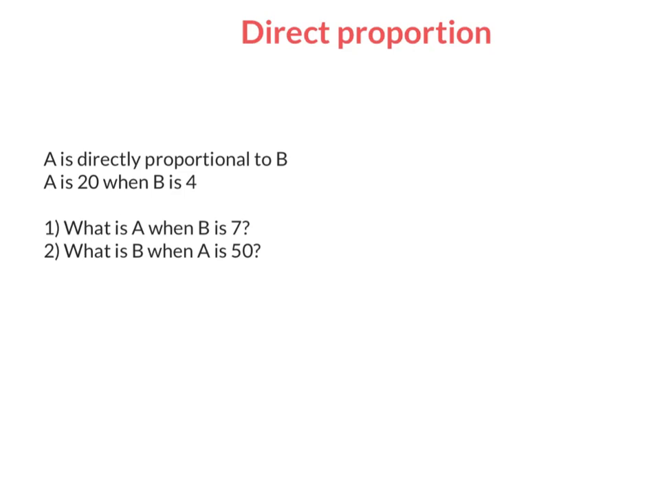Today we're going to be looking at direct proportion. Okay, so it says here that A is directly proportional to B. So I can start off by saying A is directly proportional to B. This little sign here just means directly proportional to.